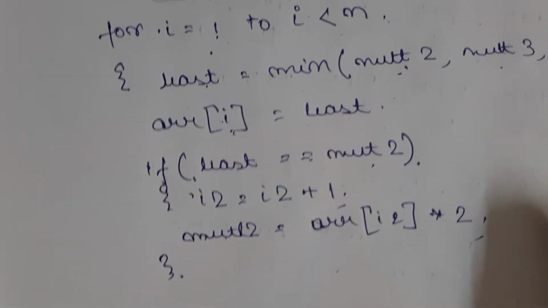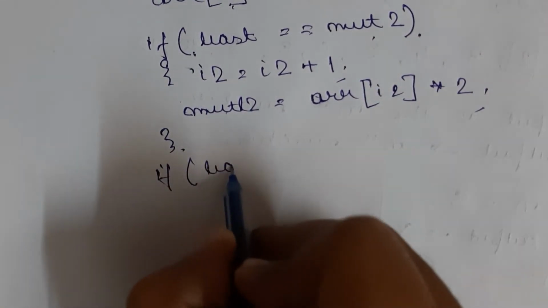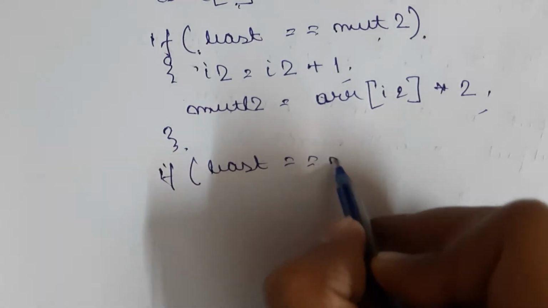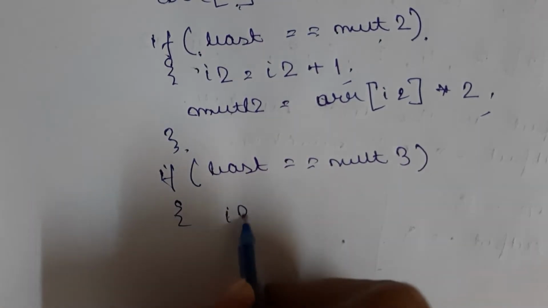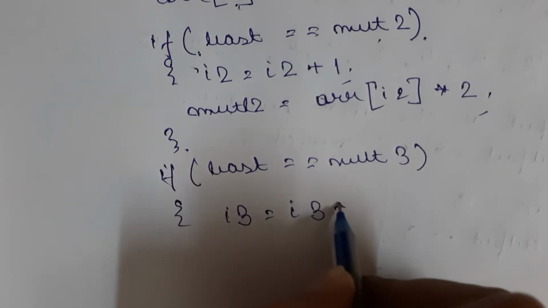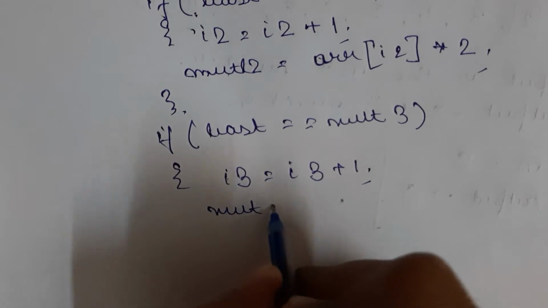Correct? Similarly, if the least value is equal to the multiple of 3 value, I have to increment the third value, the I3 value, and the multiple of 3 will also be changed.